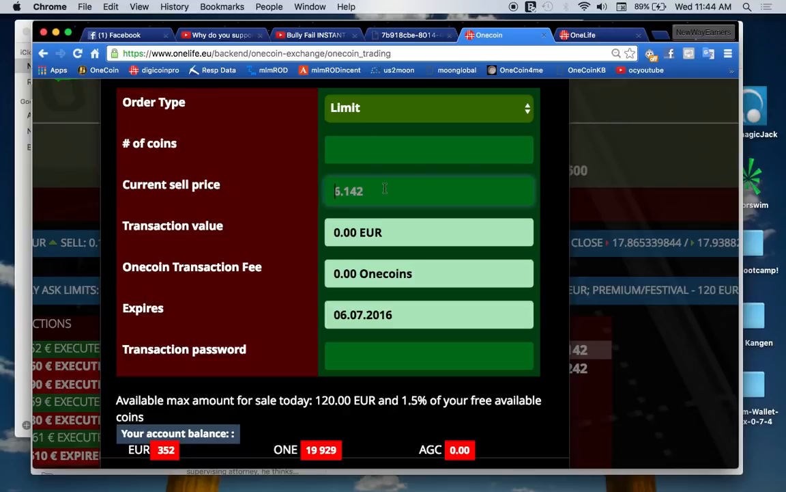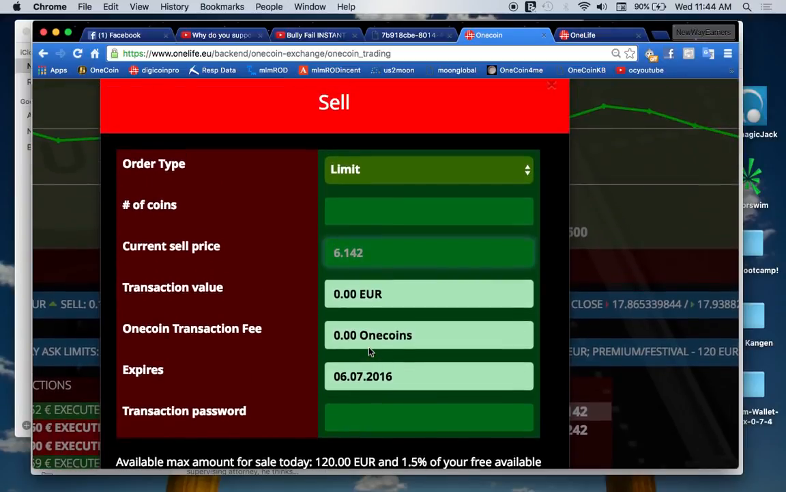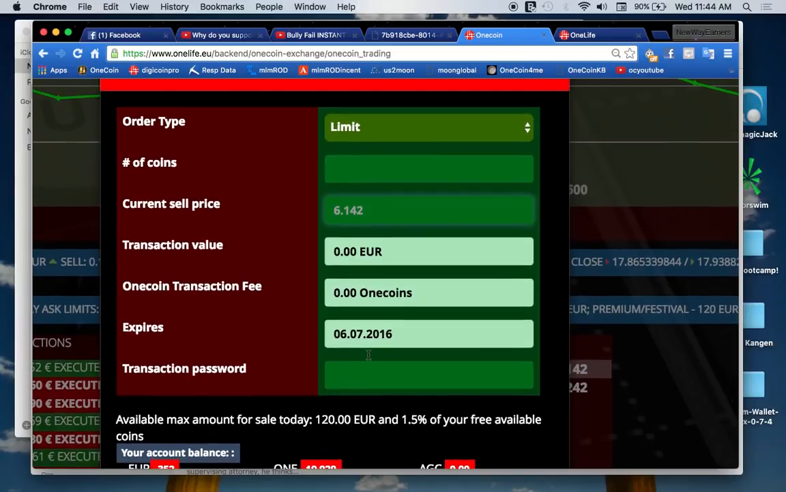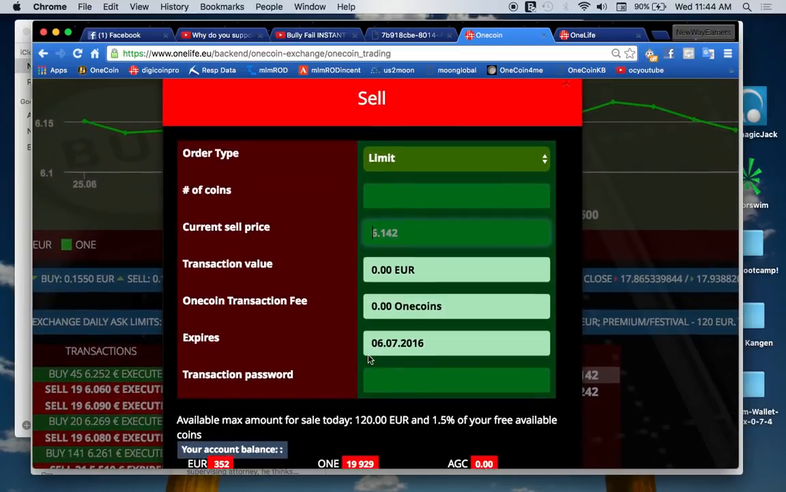Okay, so what I like to do is, as you can see here, available max amount for today, 120 euros, okay, and 1.5% of your free available coins. So basically what I'm doing is I'm trying to sell this max amount. And let's be honest, guys, I'm going to be really honest with you. If you have enough coins, you could live off of what you would make from selling coins on a daily basis, if you have enough coins to sustain yourself.